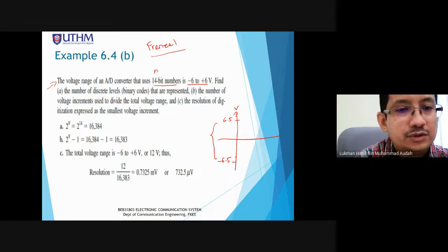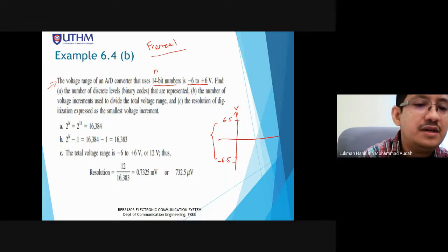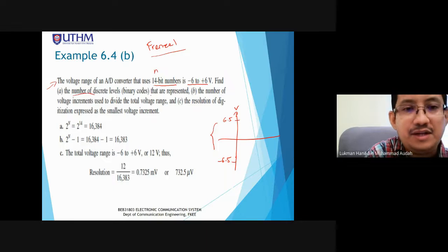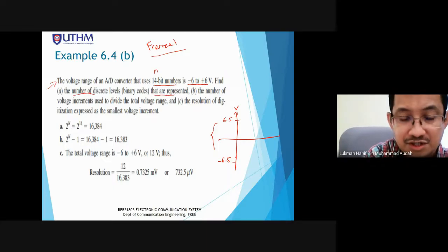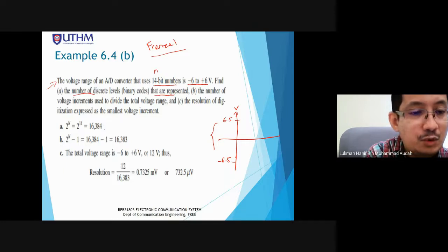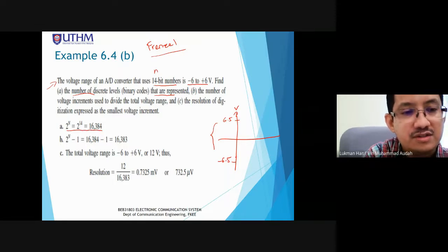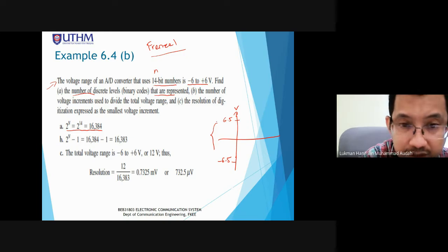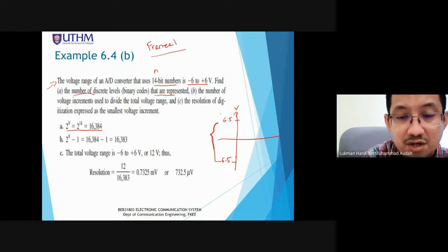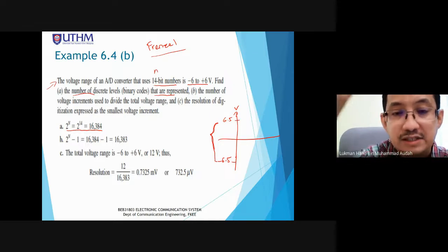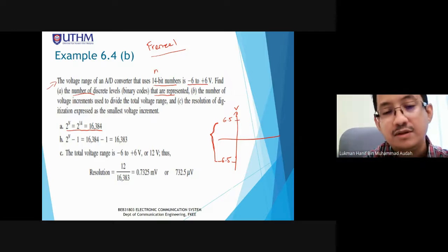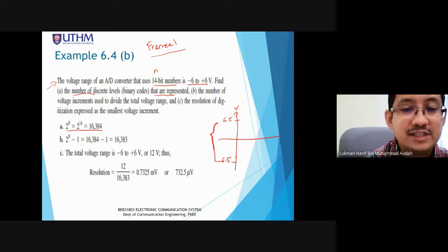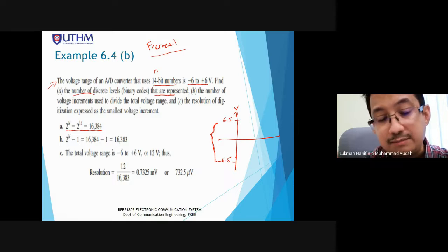Okay, so the first question say that find the number of discrete levels binary code that are represented by the quantization process. So the number of level is equal to 2 power of n, which is 2 power of 14, so it is 16,384. So maknanya ada 16,384 level of quantizations from -6.5 volt until 6.5 volt. Banyak, ada 16,000 level. Ini kalau nak kira satu persatu penat. Okay, tadi saya punya level tu ada 4 aja, saya tunjuk example. Yang ni ada 16,000.